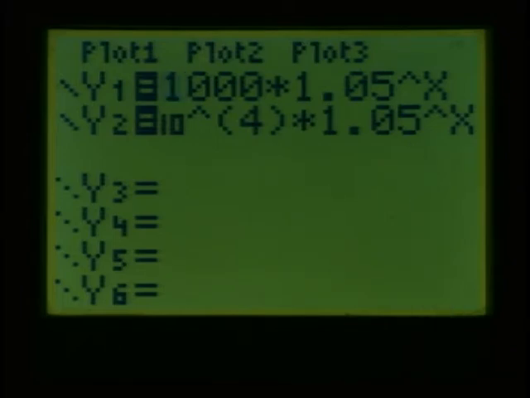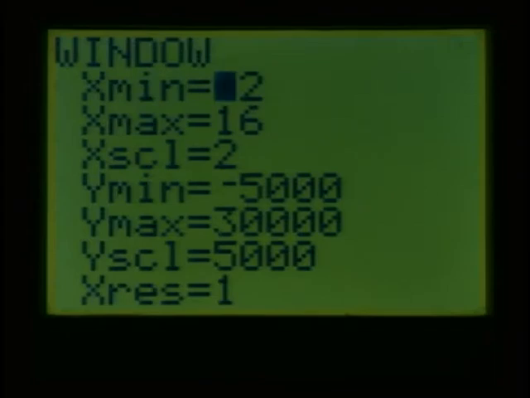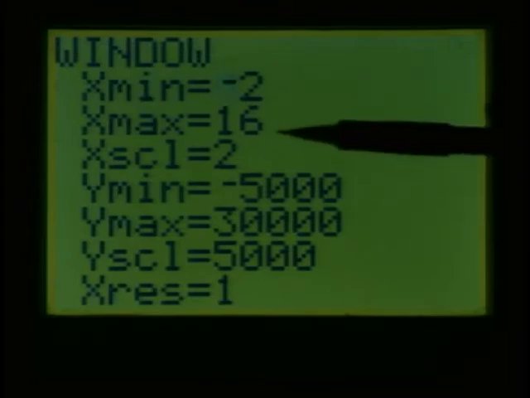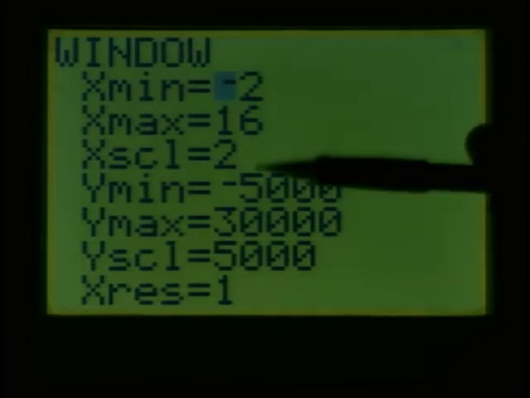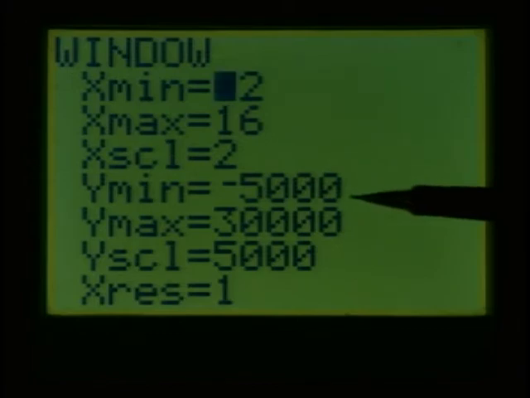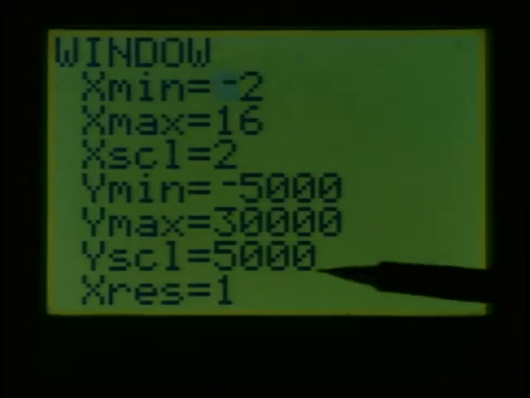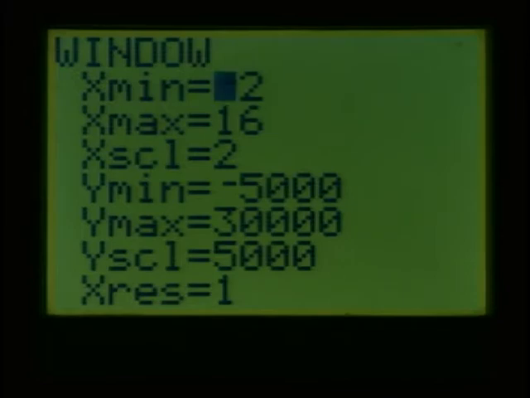And then look at the window settings I used. I went out for 16 years, putting tick marks every 2 years. Just write these numbers down if you wish to: -2, 16, 2, and then I'm showing from -5,000 to 30,000 in $5,000 scaling increments. Okay, in the interest of time, let me now just hit graph.